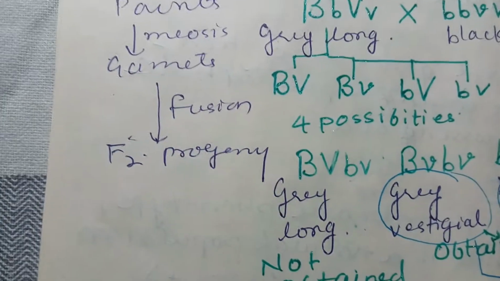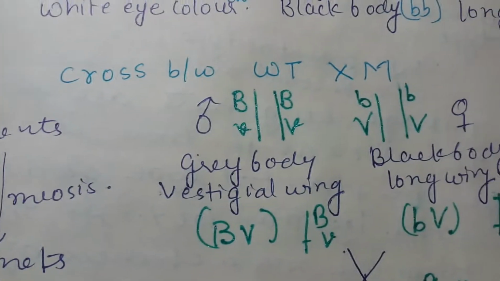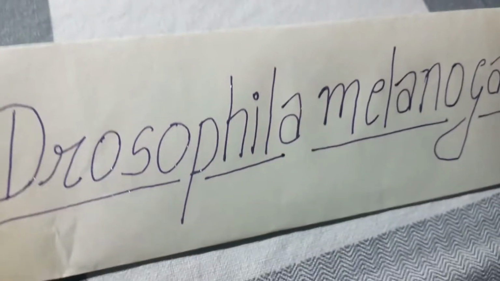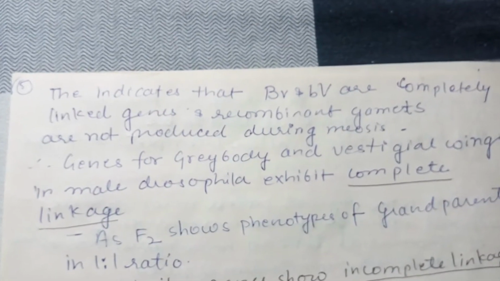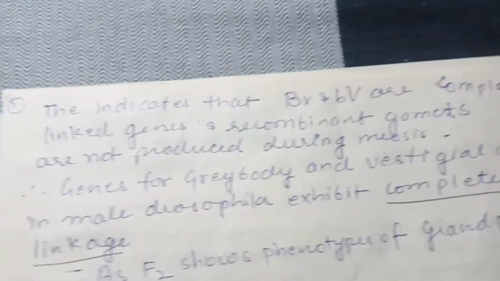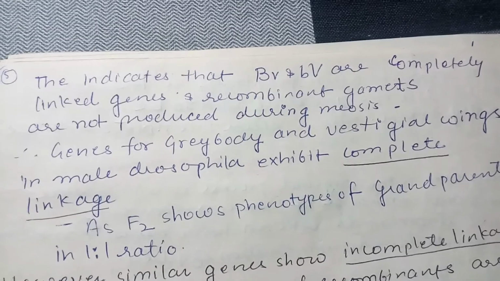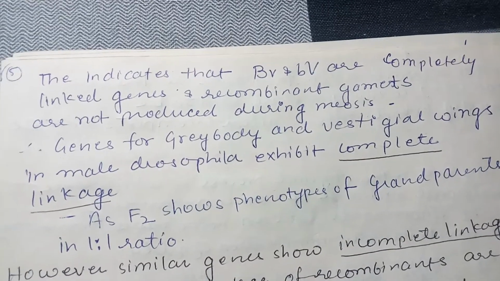Who are the grandparents of F2? The parents are F1 and their parents are grandparents. So you will see here the grandparent combination. So this indicates that capital B, small b, and small b, capital V are completely linked genes, and recombinant gametes are not produced during meiosis.